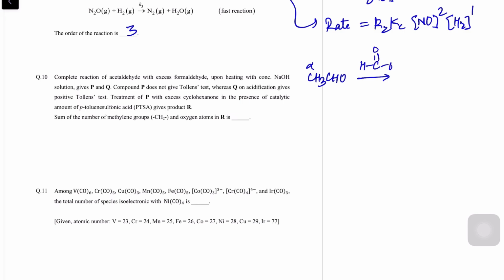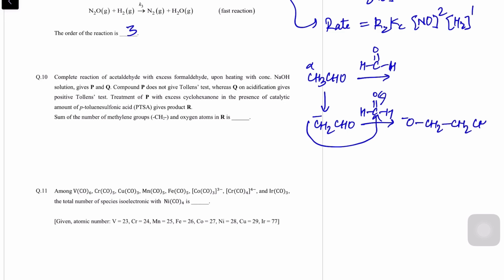Now, when you react a mixture of acetaldehyde and formaldehyde with concentrated NaOH, first the base removes a proton, giving CH2CHO minus. It attacks formaldehyde. This is a nucleophilic addition, right? And this gives you CH2O minus attached to CH2CHO. Upon acidification, it gives you OH.